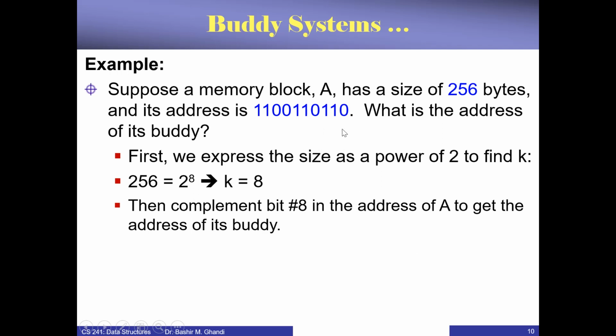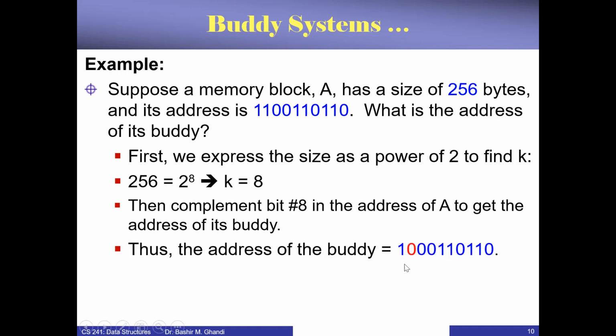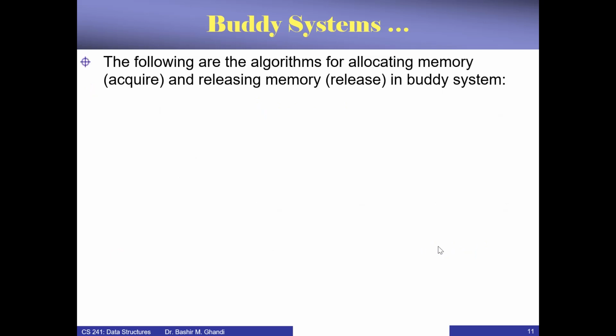So counting from 0: 0, 1, 2, 3, 4, 5, 6, 7, 8. So this one is the only bit that we need to complement to get the address of the buddy. Okay, therefore the address of the buddy is this. So this is how to find the address of a block given the address of its buddy and the size.